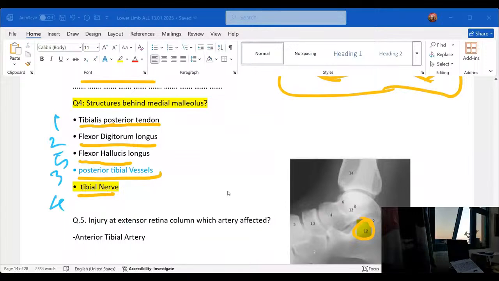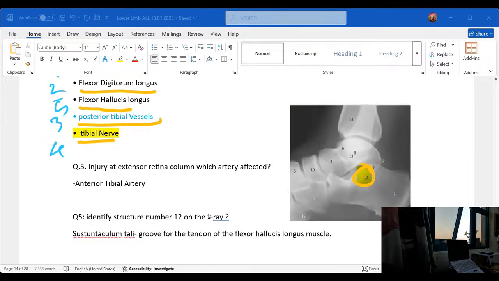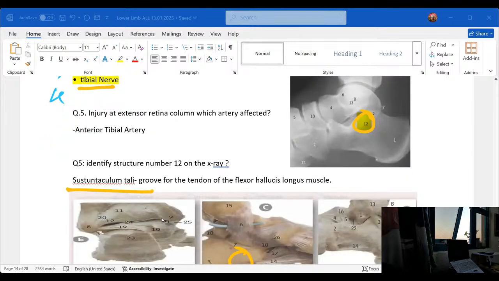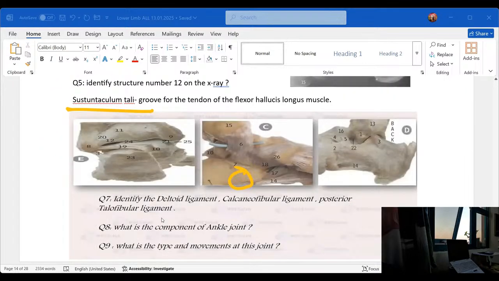Tibialis anterior, then extensor hallucis longus, extensor digitorum longus, anterior tibial vessels, deep peroneal nerve, and anterior tibial artery. Sustentaculum tali has a groove for the flexor hallucis longus.